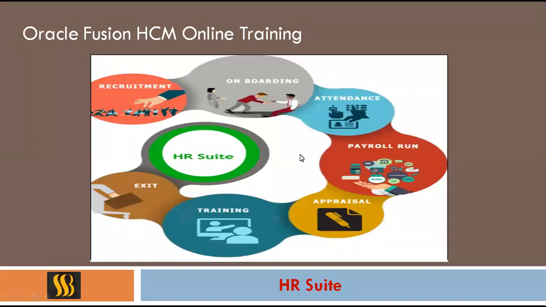And what I'm doing here is aligning our ERP or our Fusion modules to each and every process here. These two processes are going to be taken care of by the ORC module in cloud. Attendance is going to be taken care of by absence management. Payroll run is going to be taken care of by the payroll module.